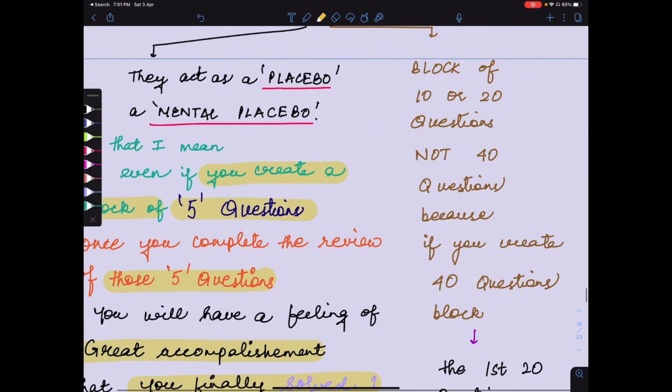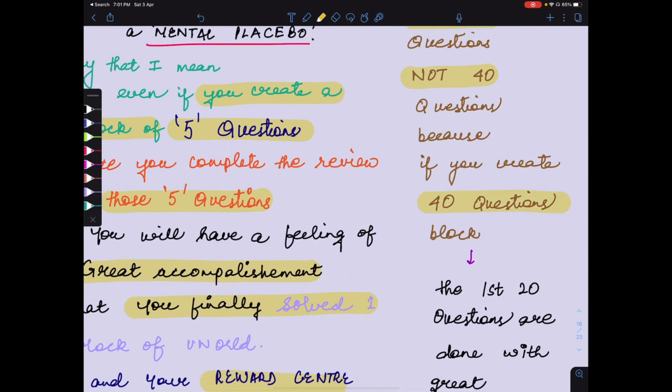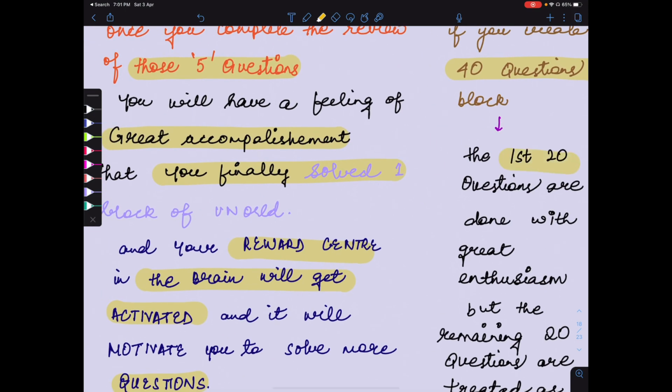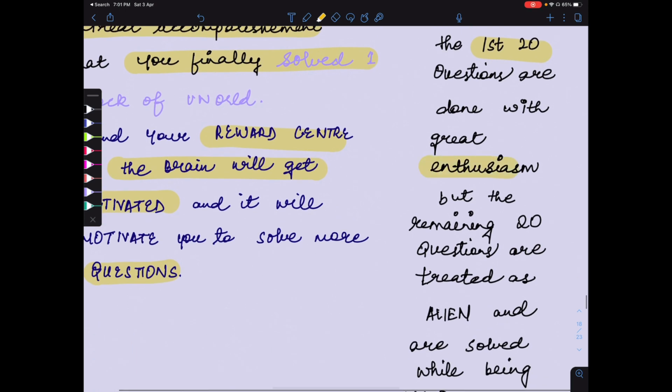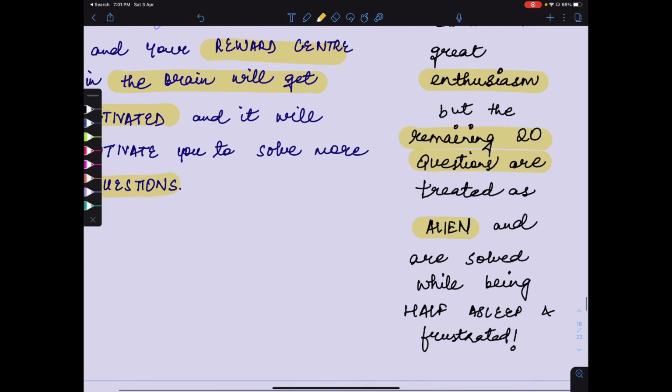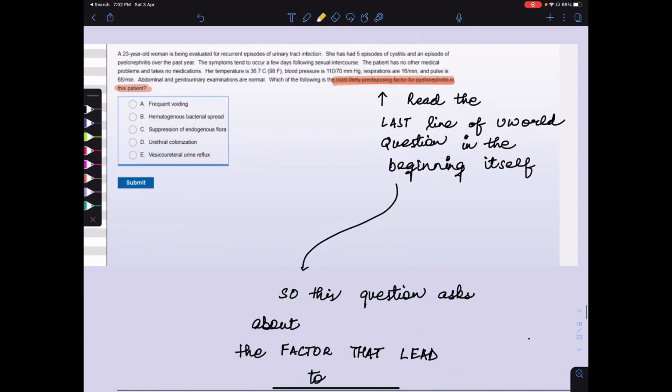And the second thing is that the block should be 10 or 20 questions, not 40 questions, because if you create 40 questions, the first 20 questions are done with great enthusiasm, but the remaining 20 questions are treated as alien and are solved by being half asleep and frustrated. This is the core reality. Trust me, it has happened to me. I used to create a block of 40 questions. During the first 20 questions I was active, and during the last 20 questions I was half asleep. So there is no use of solving such long blocks when you are solving for the sake of understanding, right?